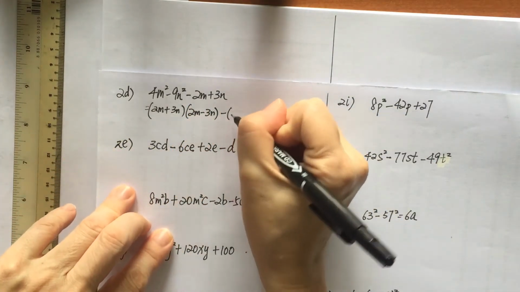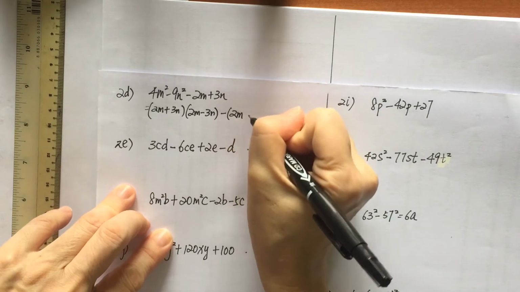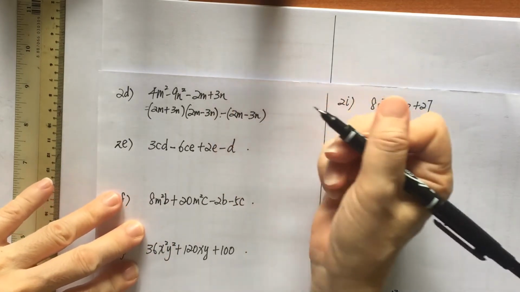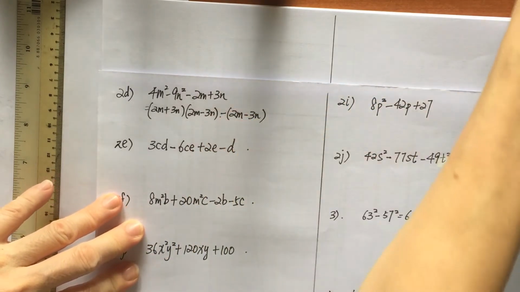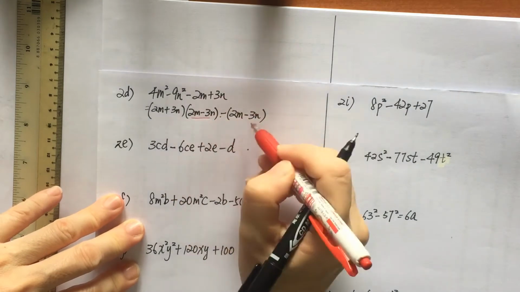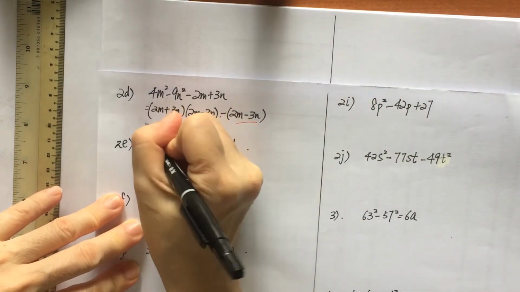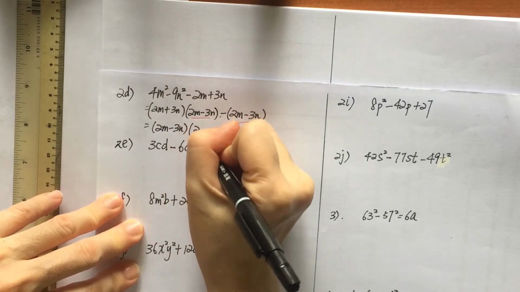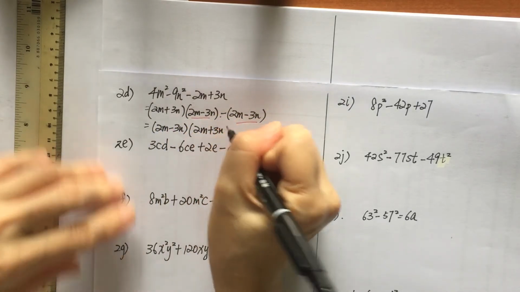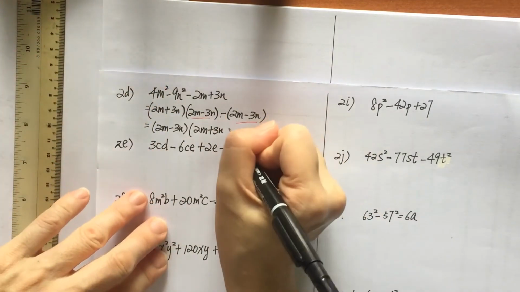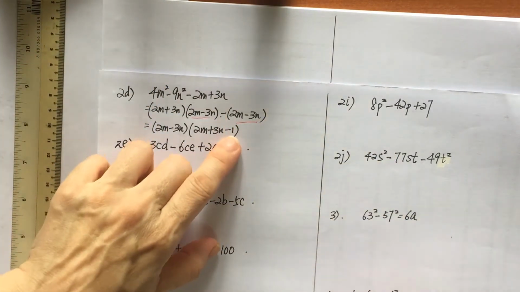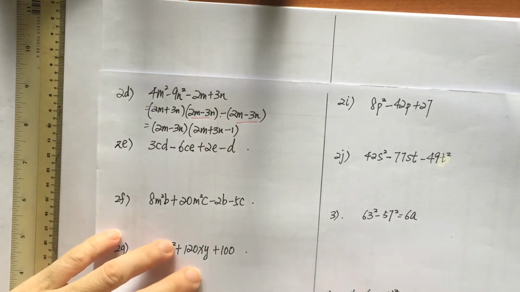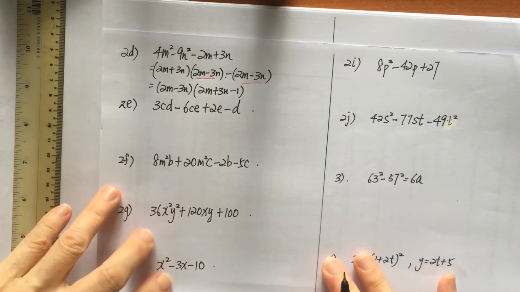So I'm going to take a negative out, so that is 2m minus 3n, which multiplies back to give this one. So this is a common factor of 2m minus 3n. I'll have 2m plus 3m for the first term, and for this one it is minus 1, because when minus 1 multiplies this, I get back this one. Okay, this factorization is complete.